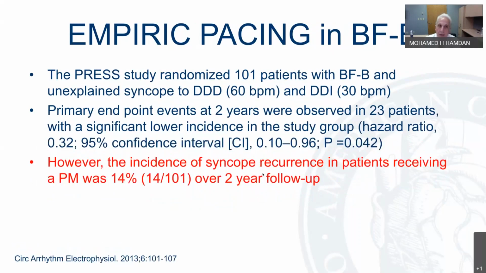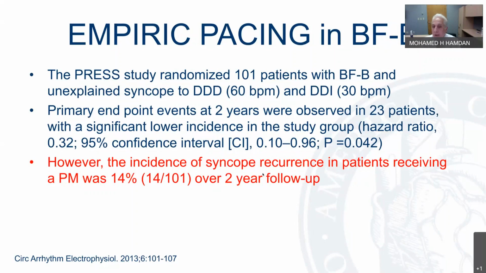The PRESS study looked at empiric pacing in patients with bifascicular block. They enrolled a bit more than 100 patients, and they were randomized to DDD at a rate of 60 versus DDI at a rate of 30. And they found that at 2 years, there was a significantly lower incidence of syncope in the study group, with a hazard ratio of 0.32. However, the incidence of syncope recurrence in patients receiving empiric pacing was 14% over a 2-year follow-up.